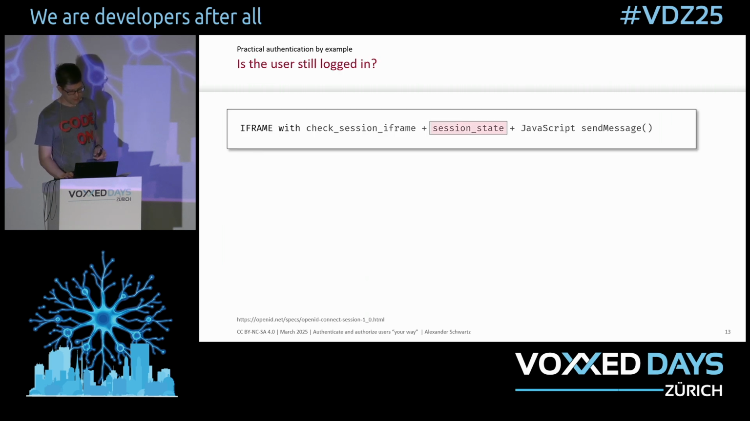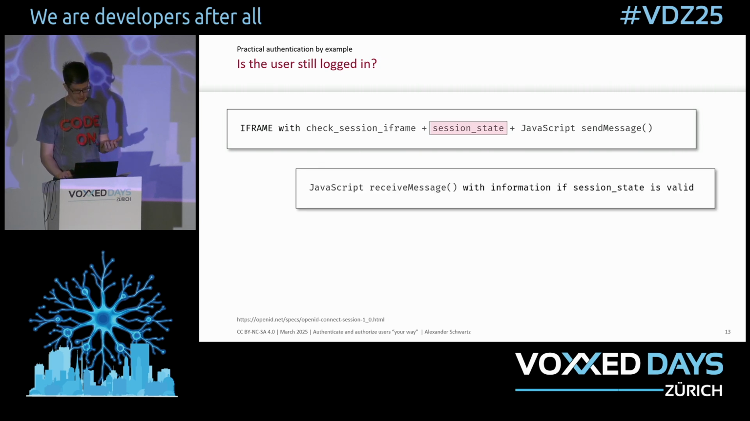I talked about this iframe, and again, this check session iframe URL is part of the well-known endpoint and the JSON being returned there. What I then do is send a JavaScript postMessage to that iframe, and it retrieves information on whether the session is still valid. It will also tell me if there's no session or the session has changed, so maybe go through the flow again and figure out what's currently the case. So that's really neat for the application to figure all these things out.